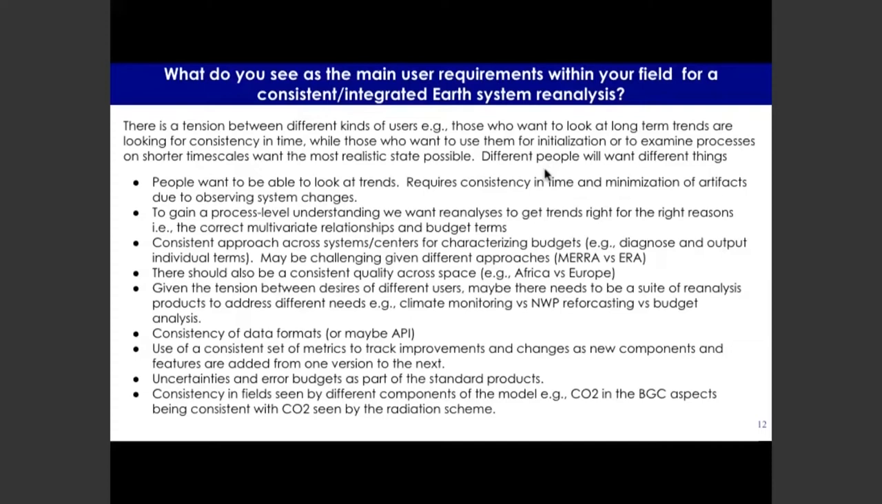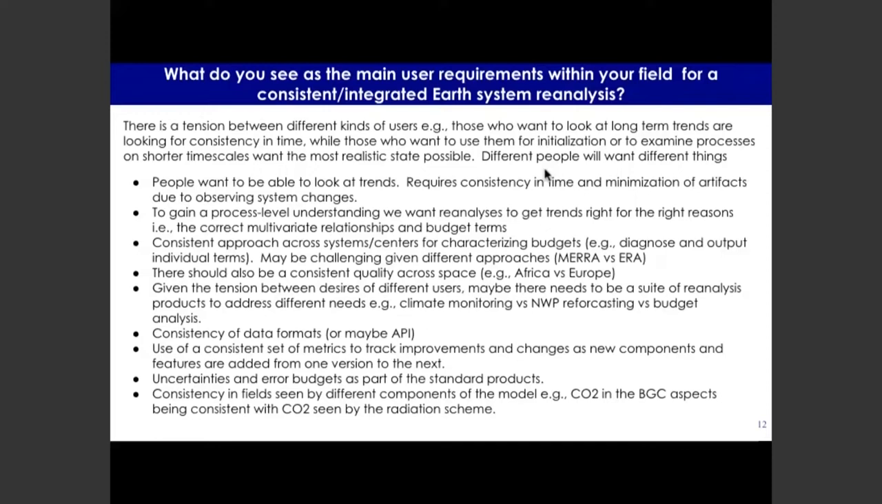There was some talk of maybe we need to just have different kinds of products, because not one product will please everyone. So products that are for climate monitoring that would be more consistent in time versus products that just put all of the observations they can in that might be more desirable for things like initialization or for shorter timescale studies. There was a need for improved consistency in the data formats. And another important point was getting a consistent set of metrics to track things as the products evolve in time, but also for kind of intercomparing between different reanalysis products. I think there's been some effort, for example, the SPARC Reanalysis Intercomparison Project, but probably we should be doing more of those kinds of studies.